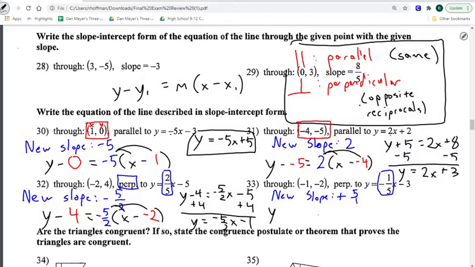So now we can make our point slope form. Y minus our y coordinate. Our y coordinate here is a negative 2. Equals our slope, which we decided was a positive 5, times x minus our x coordinate. Our x coordinate this time is a negative 1.